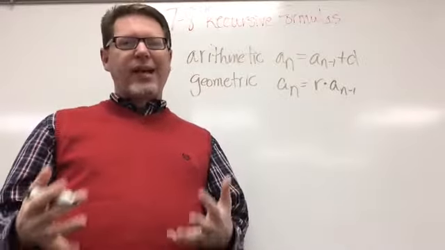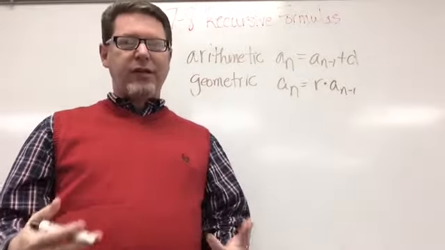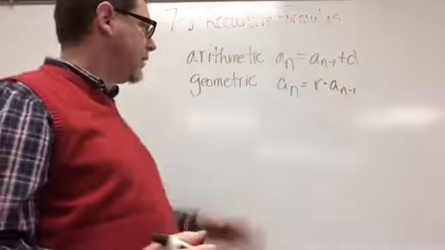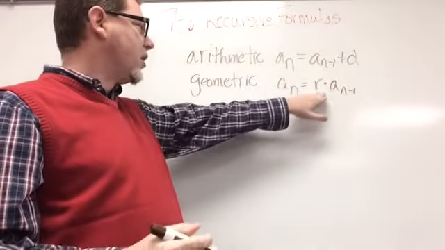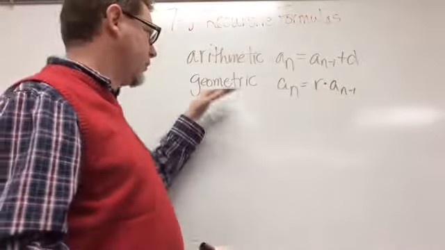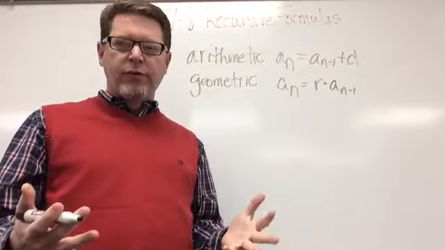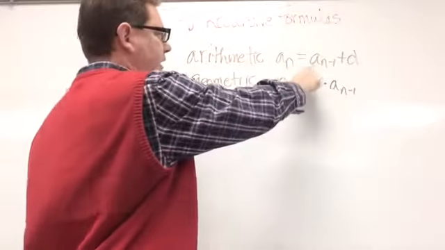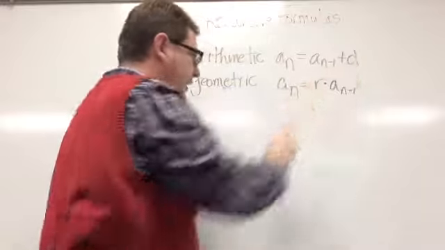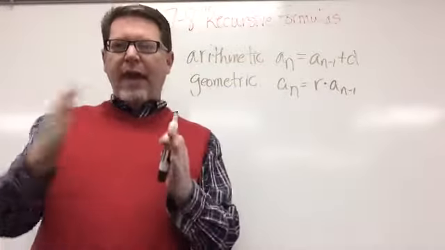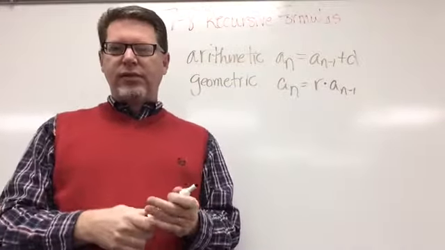Make sure you know these. I don't think they're on your formula chart, but you're going to need to know them and be able to interpret them. a sub n equals r times a sub n minus 1 for geometric, because remember, geometric we multiply. And with arithmetic, it would be a sub n minus 1 plus d, because we add or subtract something to get a sequence in arithmetic.